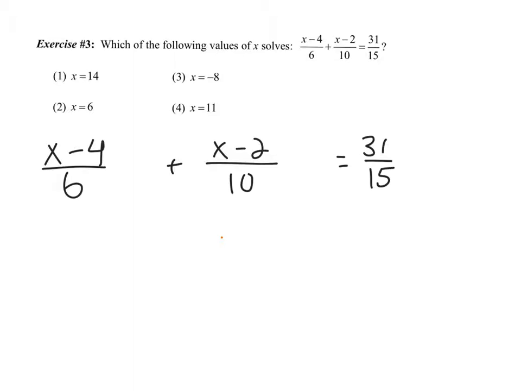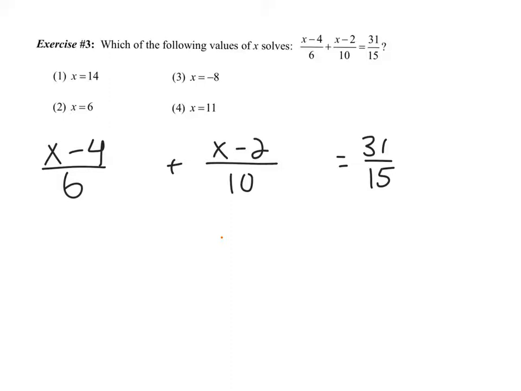So I wanted to just show you guys another way of thinking about exercise 3 that might make a little more sense than what was shown in the eMath instruction video. He multiplied both sides by 30, which is totally fine. Some of you guys might be more comfortable with just getting common denominators for each fraction.